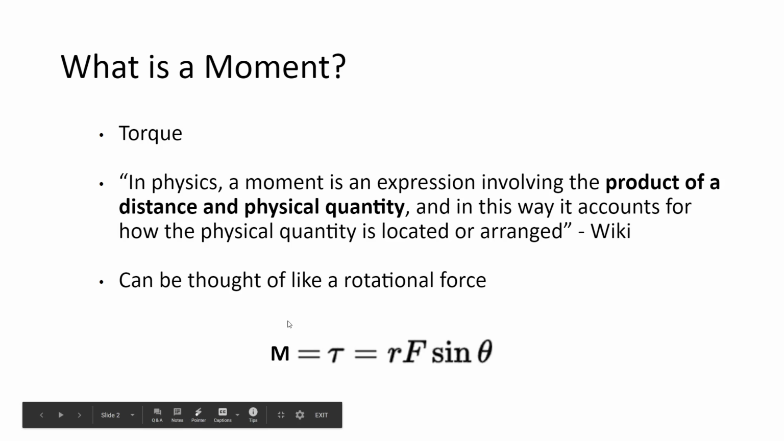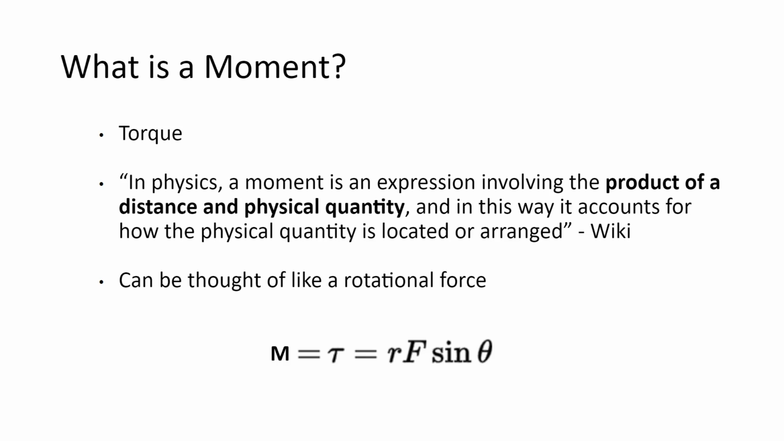So what is a moment? Really, it can just be thought of as torque. In physics, a moment is an expression involving the product of a distance and a physical quantity. Really, in our consideration, torque is the product of a distance and force. And so it can almost be thought of like a rotational force. If you apply a force some distance away from any reference point, what you would be experiencing is rotation.